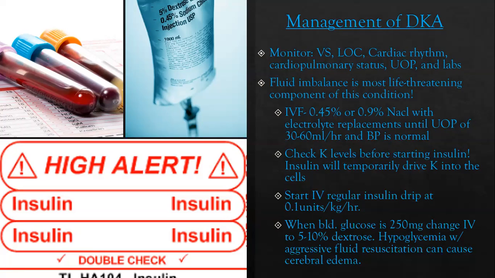So again, you're going to start fluids, either isotonic or hypotonic. You're going to do probably electrolyte replacements once you get your labs. You're going to want to make sure they have adequate urine output. You're going to want to check potassium levels before starting insulin. That is in your book, because I remember I was like, well, which one do you start first? That wasn't a problem. Just know that insulin drives potassium into the cell. Then it's only regular insulin that can be IV. And when you start getting to a blood glucose of 250, you're going to start hanging sugar with it too.